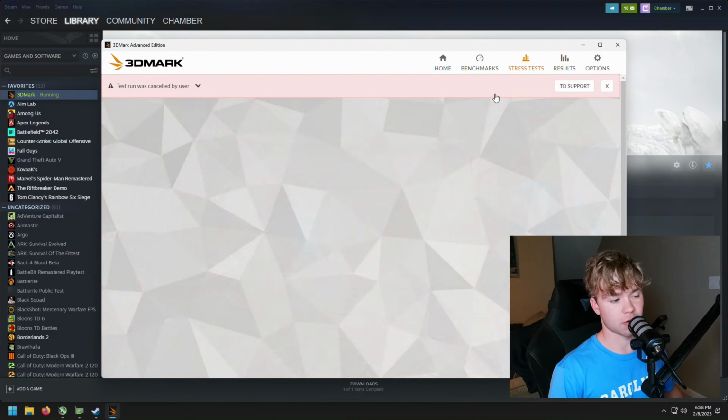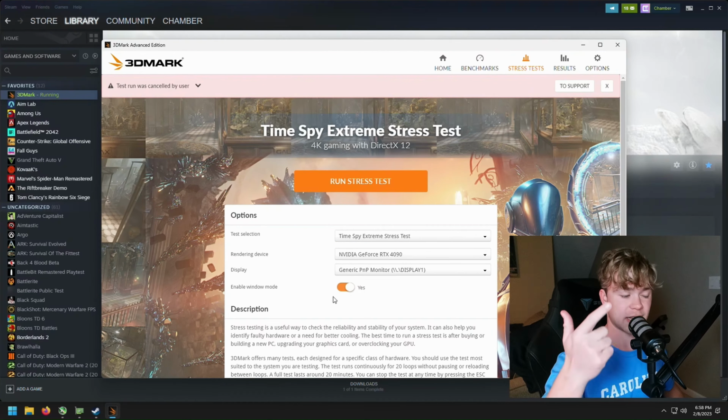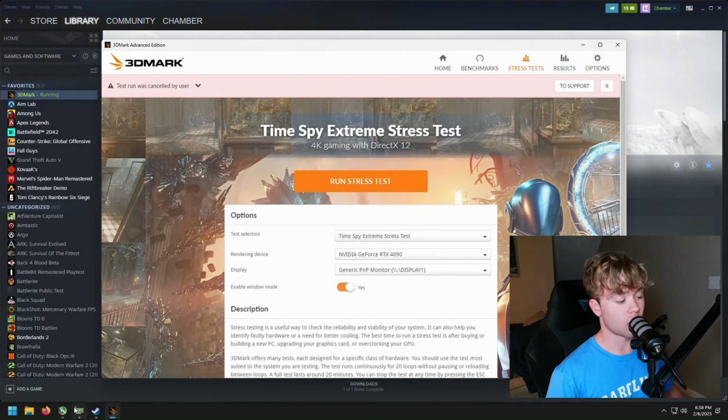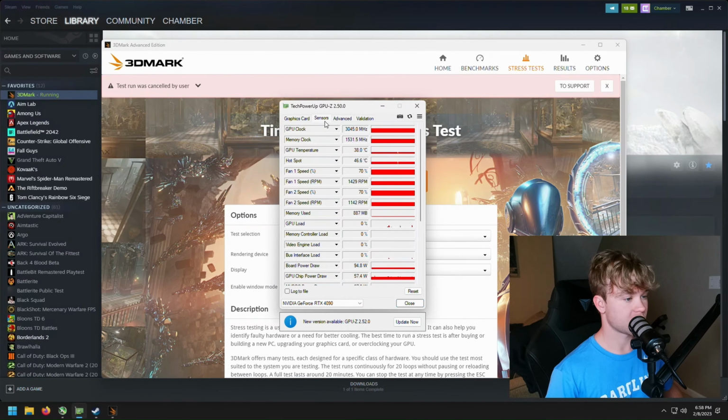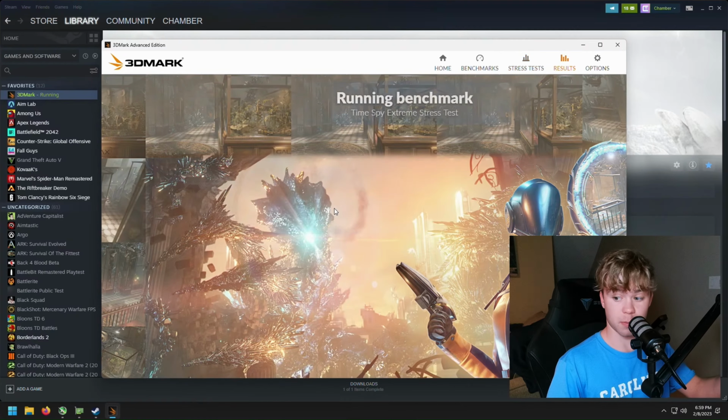So we're now going to run the Time Spy Extreme stress test. This is 20 loops of Time Spy Extreme graphics test 1 and 2. We're going to see what kind of temperatures we're getting. We're going to be logging with GPU-Z as well as looking at it through MSI Afterburner. But let's get right into the pre-testing.